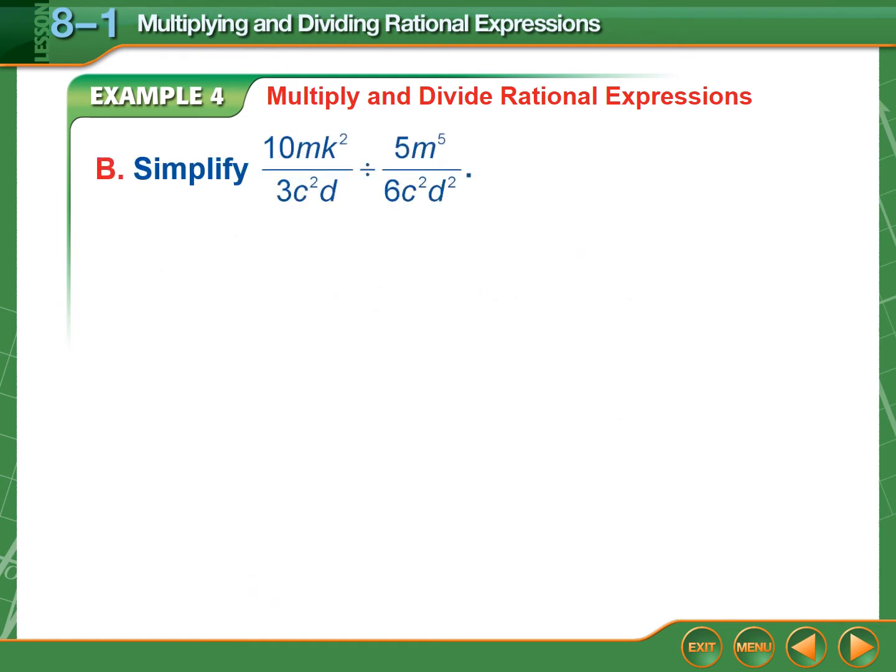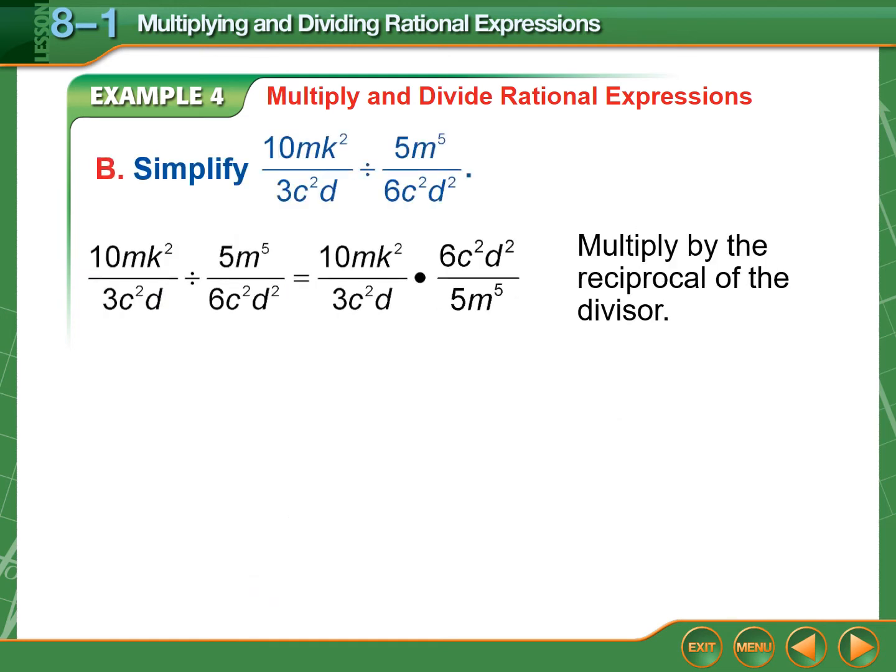Okay, here's a division example. Remember to multiply by the reciprocal of the divisor. The divisor is your second fraction that you're dividing by, or your second term in the expression. So here, my divisor went from 5m to the fifth over 6c squared d squared to 6c squared d squared over 5m to the fifth. And notice we changed the operation. Remember to copy, change, flip.